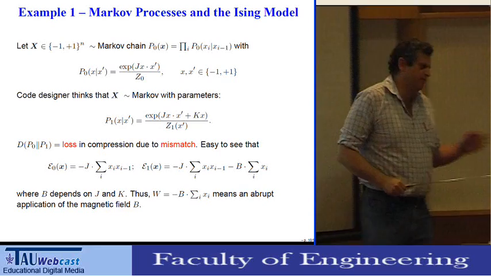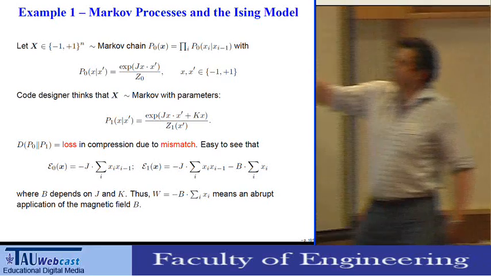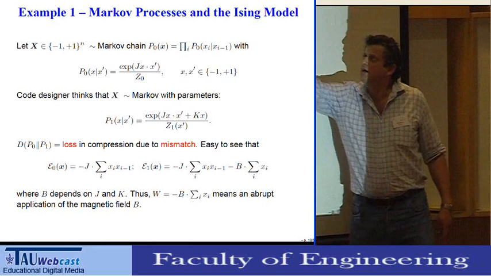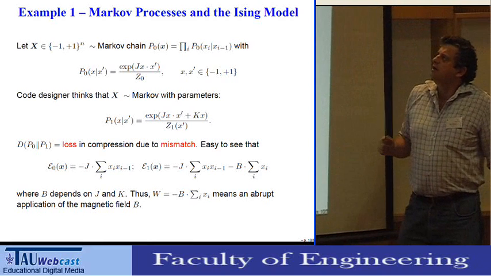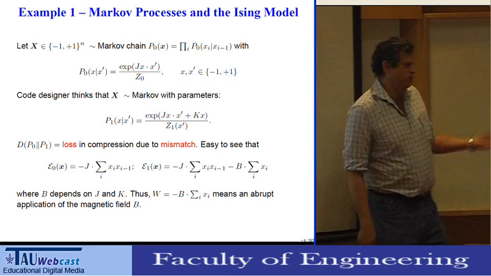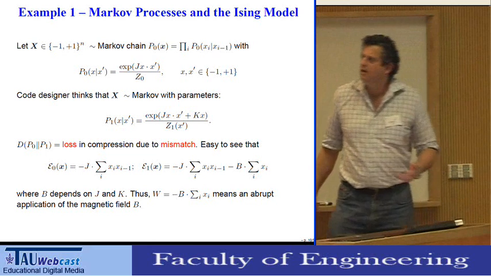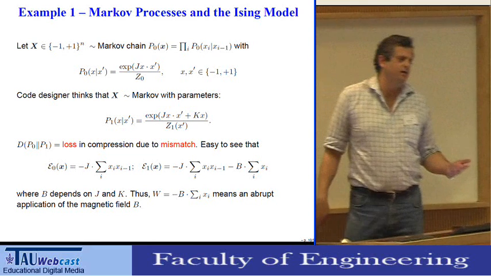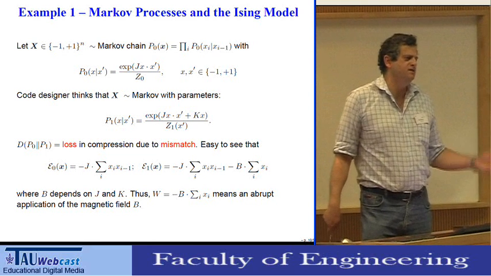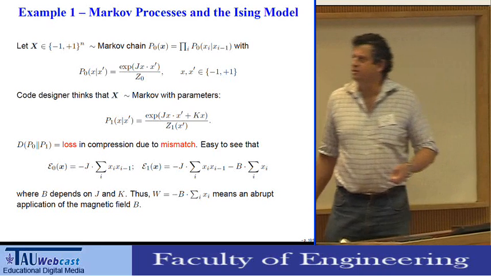Whenever the Markov process has symmetric transition probabilities, we can always represent it this way in the binary case. Suppose we want to compress the source losslessly, but the codesigner has the wrong idea about the true information source that generated X.